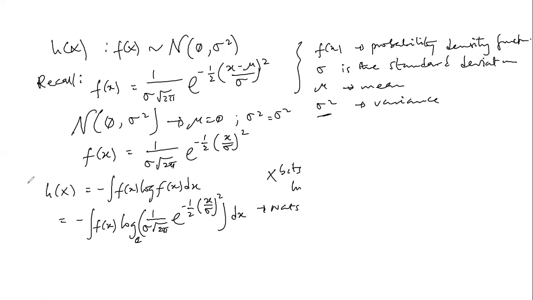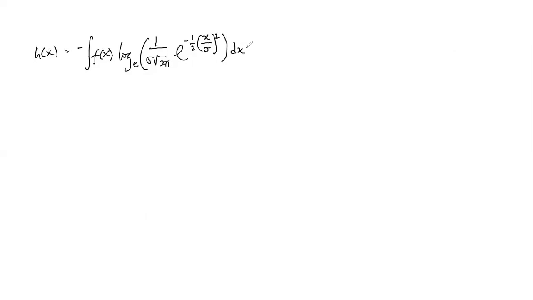So I need to clear this board so we have more space. So this is where we are at. H of x is the same as negative integral f of x log to base e of 1 over square root of 2 pi sigma squared times e to the power of minus one half x squared over sigma squared, dx. Okay, so this is a product between this and this.